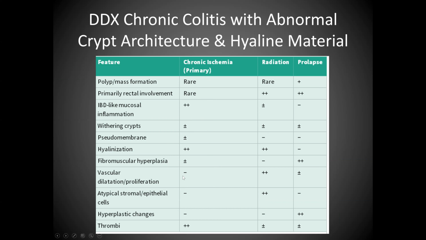Usually would not have vascular dilatation or vascular proliferation, whereas that might be more commonly seen with radiation. This hyaline material is fairly common and can be seen with radiation, but would not usually be seen in a prolapse-type polyp, a solitary rectal ulcer or something of that sort. Whereas hyperplastic changes quite frequently are seen with prolapse, and at times can even mimic a hyperplastic polyp or even an adenomatous polyp with regenerative atypia. So those are some of the factors to be looking at.